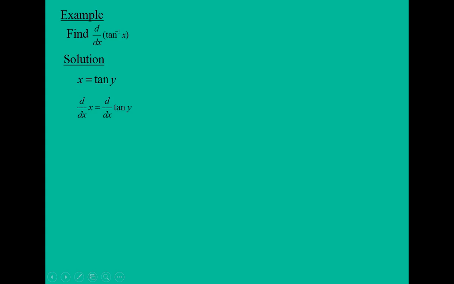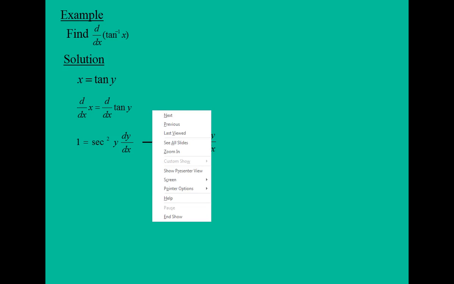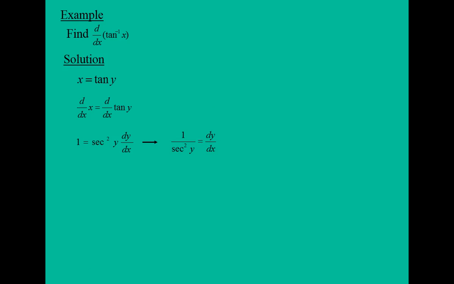We would find the derivative implicitly. So we take the derivative of both sides. The derivative of x would just be 1. Now the derivative of the tangent of y would be secant squared y times y prime, or dy dx. Solving for dy dx, we have 1 over secant squared y equals dy dx. Now there are two different ways we could go about finishing this problem. We could use the technique that we just saw in the last slide.